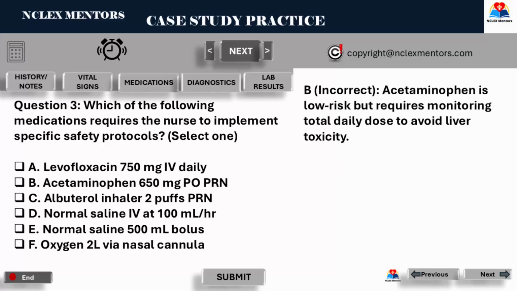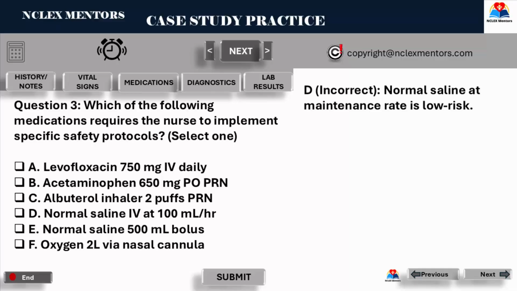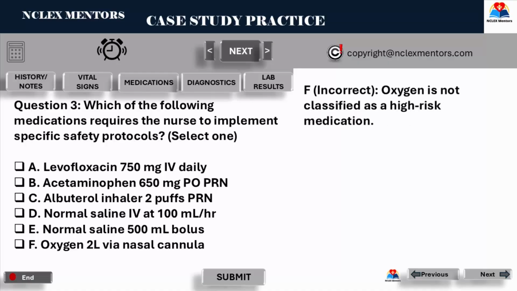Others. B, acetaminophen is low risk unless excessive doses are given. You just monitor the total 24-hour dose. Albuterol can cause tachycardia, but it's not considered high risk. D and E, normal saline in both forms is routine. Just watch fluid balance, but it's not high alert. Oxygen is essential therapy, not a medication with systemic side effects.